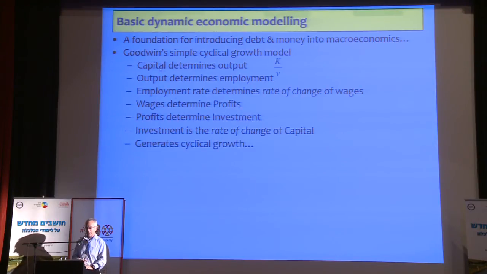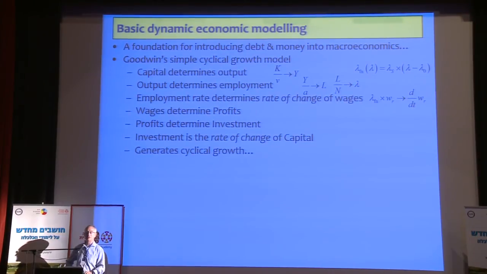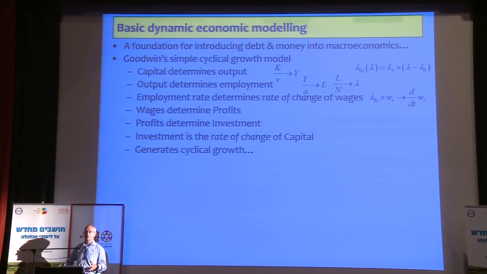So putting it mathematically, let's say output is capital divided by the capital-output ratio. And labour employed is output divided by labour productivity. Labour divided by the population gives you an employment rate. I'm using a simple linear Phillips curve in the first illustration I give you here. So the Phillips curve times the level of wages is the rate of change of wages. Wages times labour gives you the wage bill. Subtract that from output, you have profit.